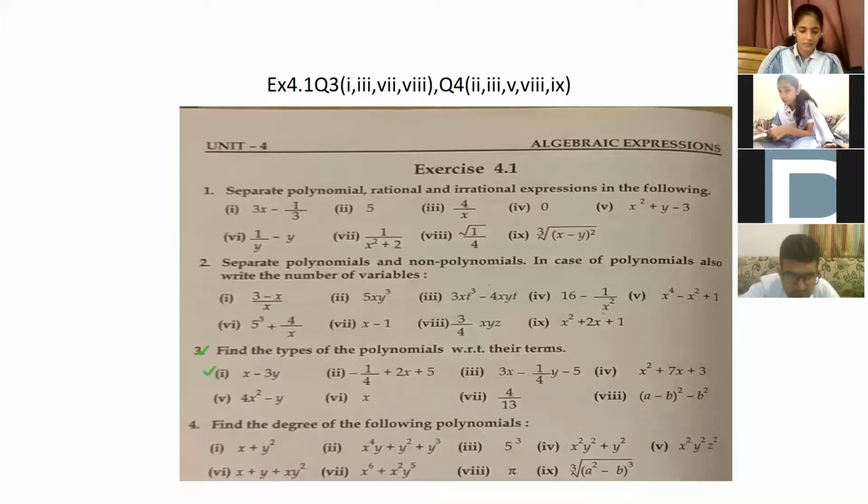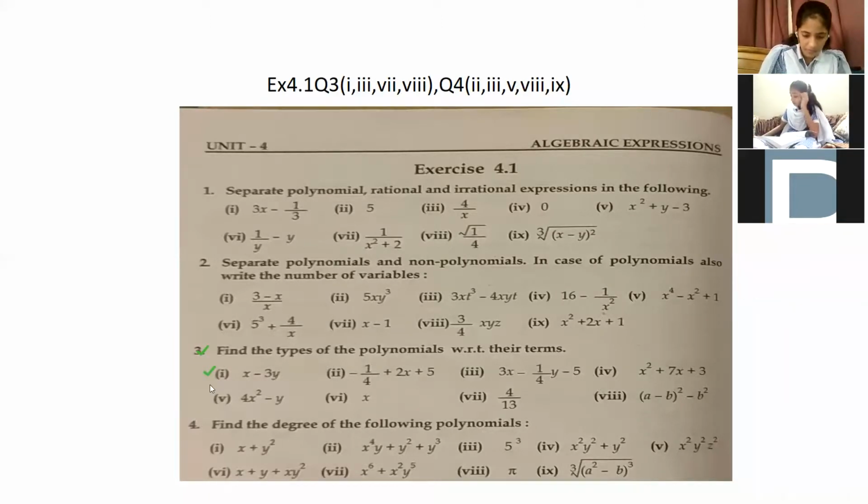Just 2 terms. Two terms are there, then it's called a binomial. Very good. It's called a binomial.